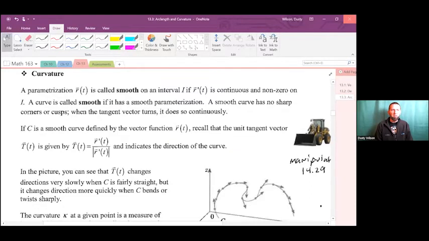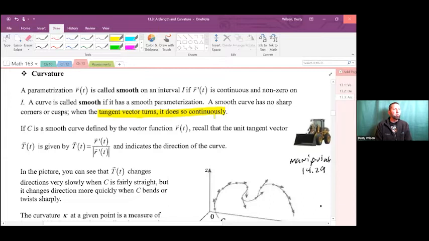Curvature. A parameterization r of t is called smooth on an interval I if r prime of t is continuous and non-zero on I. A curve is called smooth if it has a smooth parameterization. A smooth curve has no sharp corners or cusps. When the tangent vector turns, it does so continuously. The key thing I'm trying to draw out here is the idea of the tangent vector, and how the tangent vector changes.